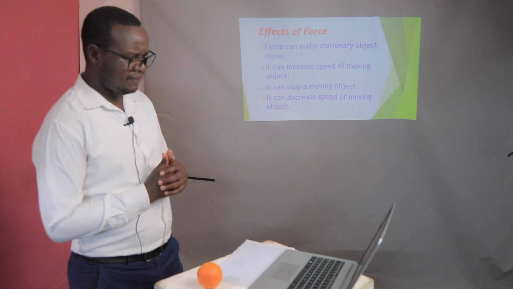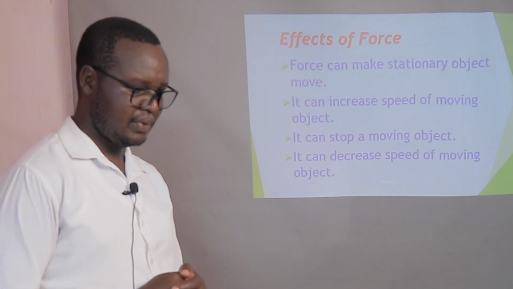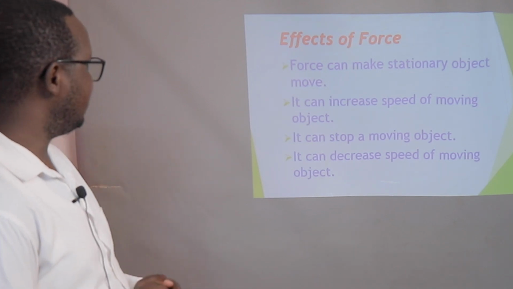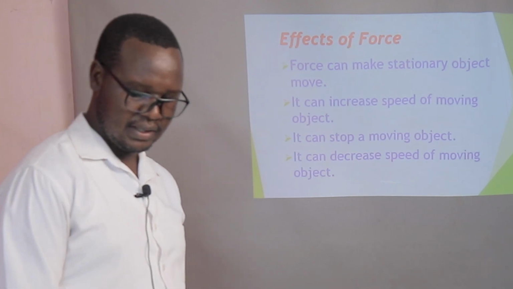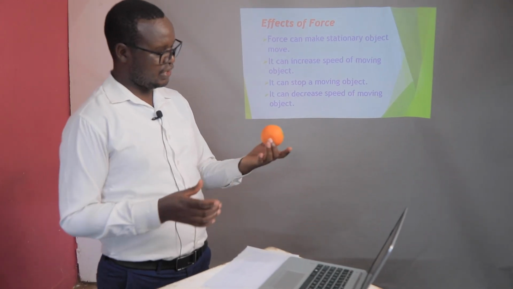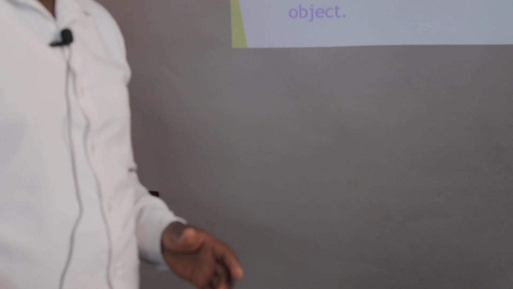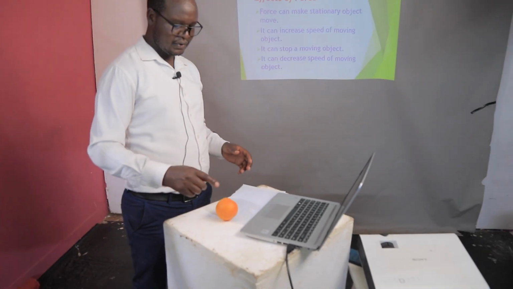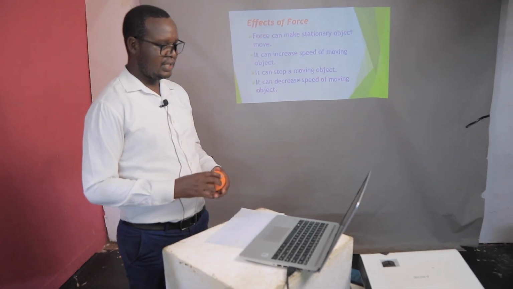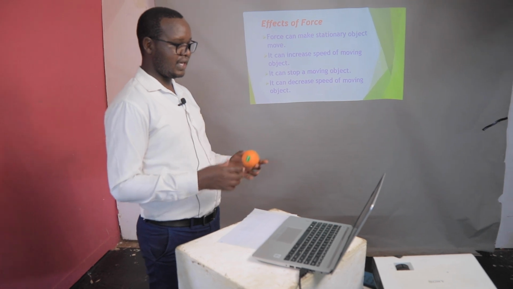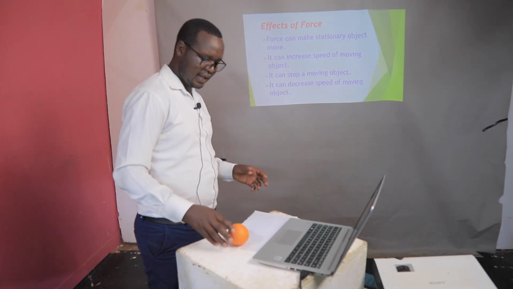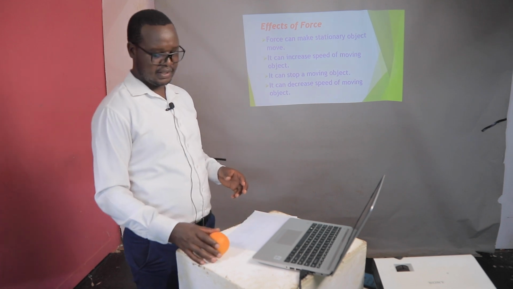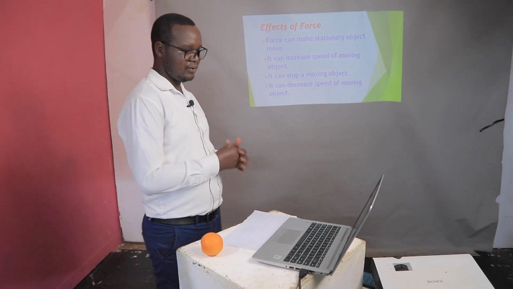Now let's look at the effects of force. Force can make a stationary object move. Let's look at this orange here. I have an orange, so it is stationary. When I apply a force, it moves. Another thing is that force can increase the speed of a moving object. So when an object is moving, I can increase its speed, and that is by applying force.